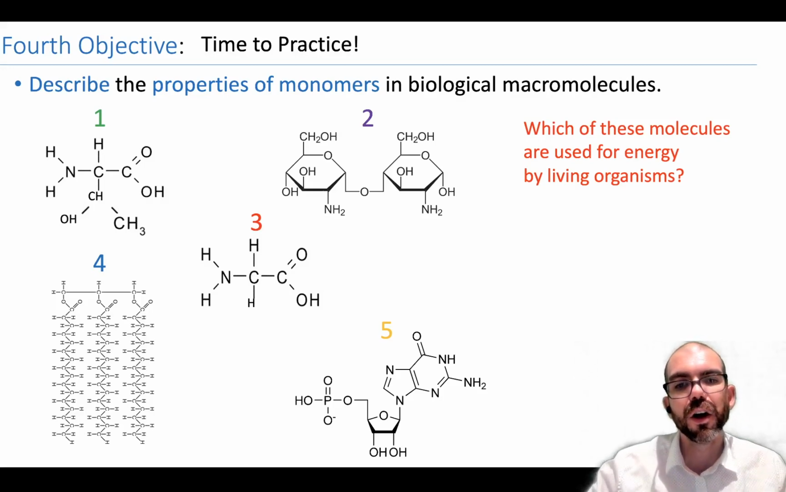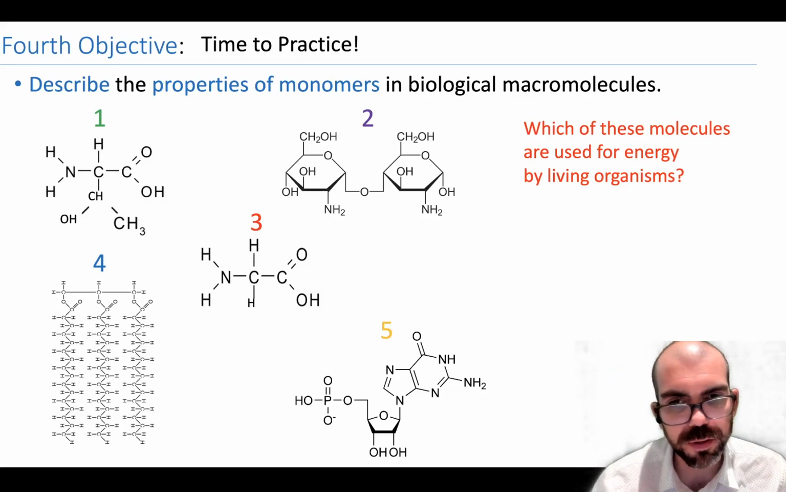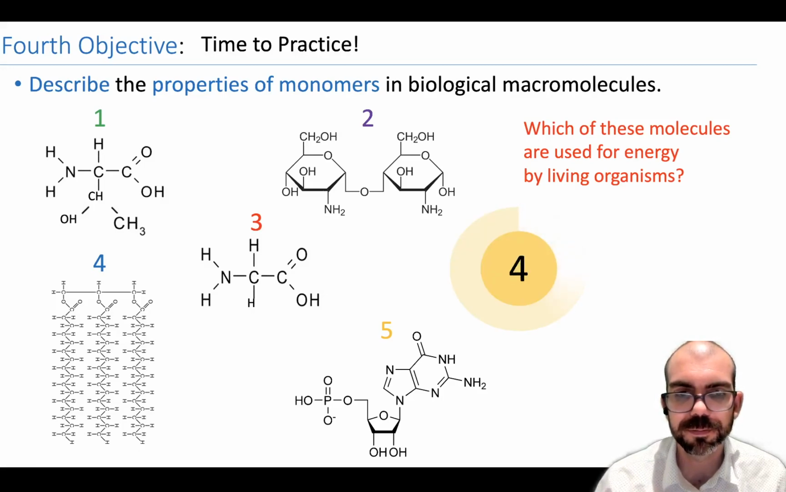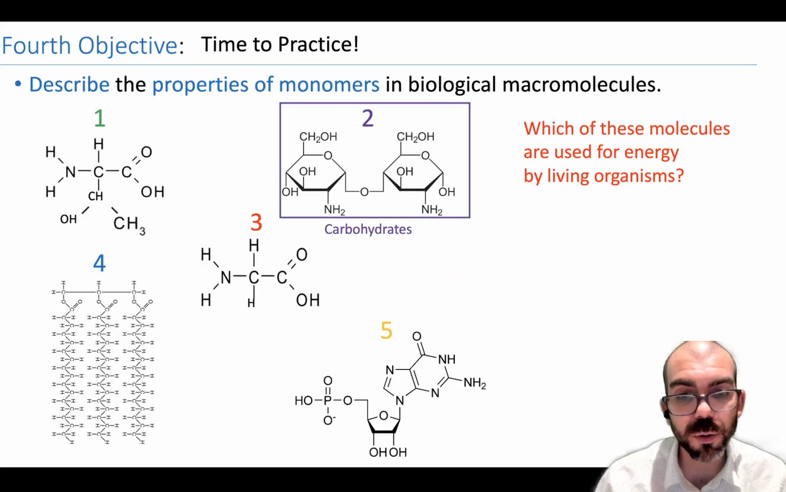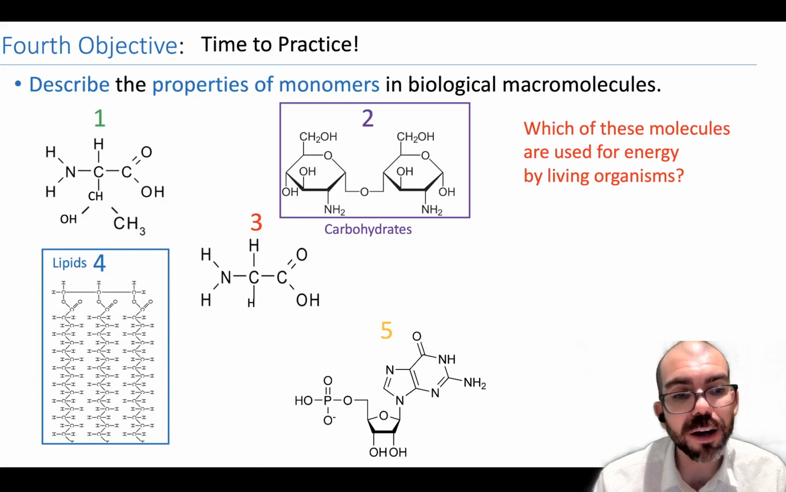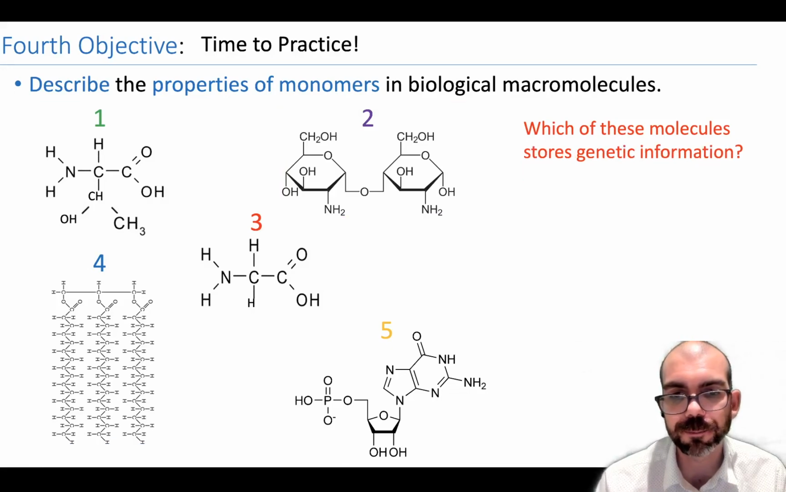So let's practice pulling together all 4 macromolecules we've learned. Looking at these macromolecules here that I've numbered 1, 2, 3, 4, 5, which of these molecules are used for energy by living organisms? Well, hopefully you picked 2. That is a carbohydrate. That is a disaccharide. The primary function of carbohydrates is short-term immediate energy. Oh, sorry, lipids can also be used for energy, but that is long-term energy storage. So if you pick 2 or 4, that is correct.